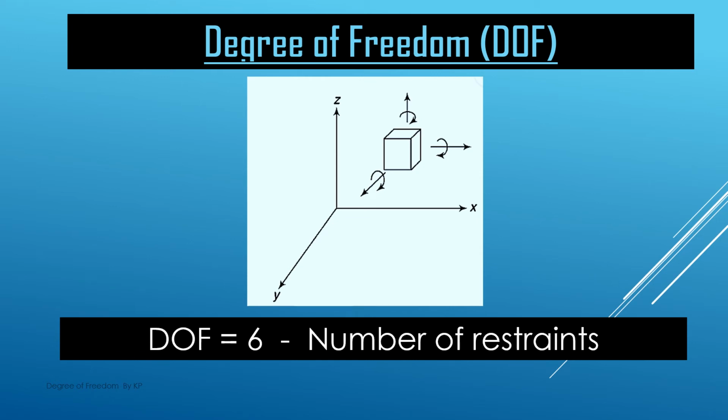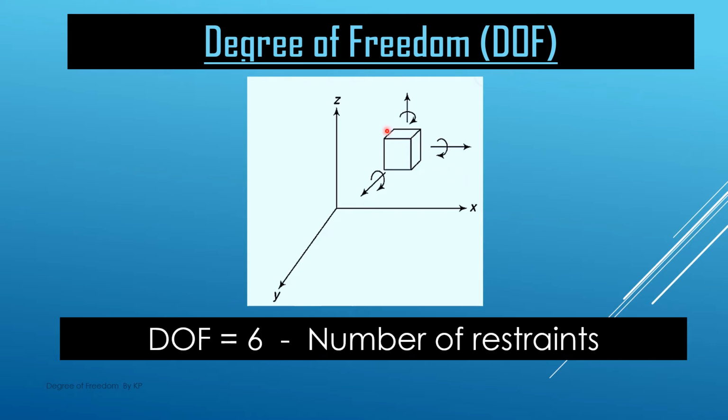First of all, we understand the concept of degree of freedom. Degree of freedom is defined as the motion possibilities in different directions. Or in other words, the second definition: the number of independent coordinates to specify or ascertain the position of a rigid body in space is called degree of freedom.